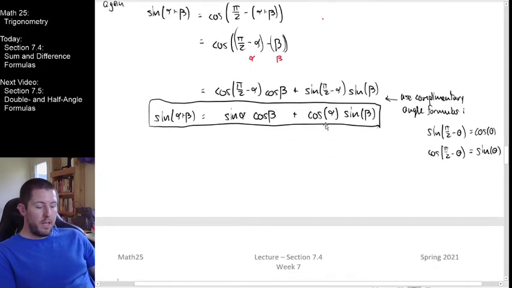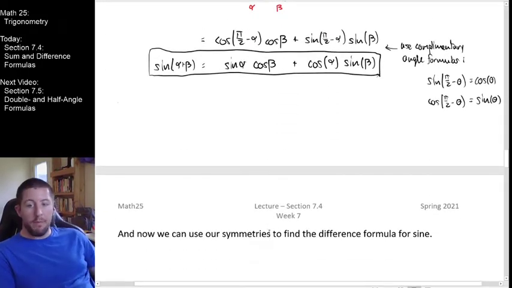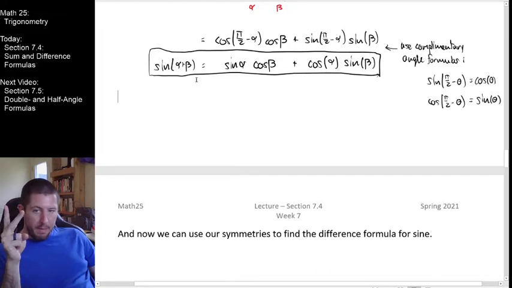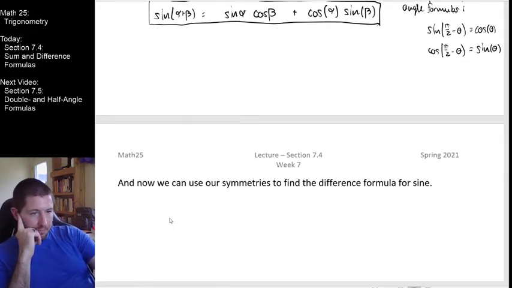And I hope that you are not terribly surprised to see that we're now going to do the exact same maneuver we did before. We did cosine difference, and we used symmetries to get cosine sum. We used complementary angles to get sine sum. We're going to use symmetries to flip it over into the sine difference again. And then we just got to do tangent. We're good.